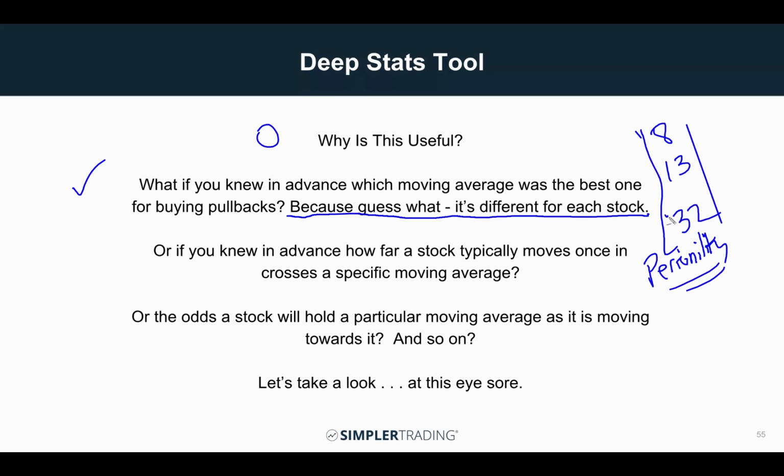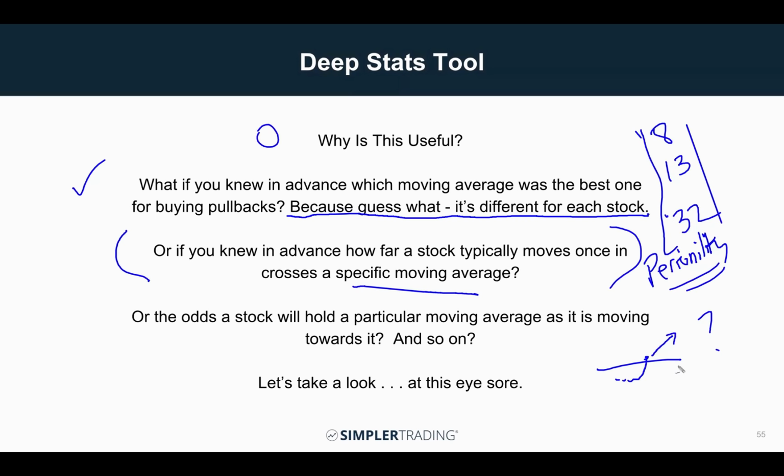Or if you knew in advance how far a stock typically moves once it crosses a specific moving average. What do I mean by that? Here's the 8 EMA, price crosses up above it and closes above. How much does it typically move over the next 4 days? Because guess what? That's a cool stat, and it's different for every stock.